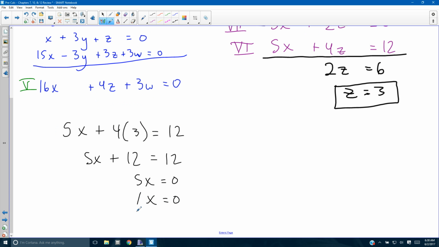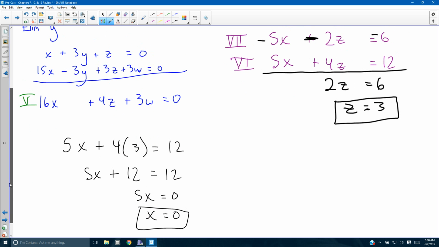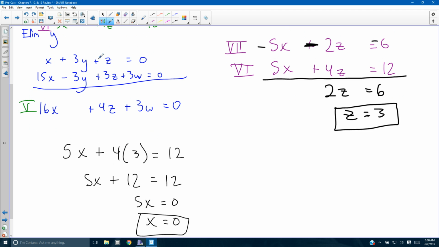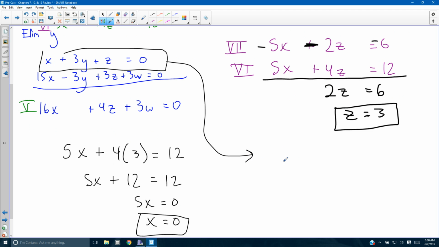So z is 3, x is 0. Let's use those to solve for w. I'm going to take this equation. Oh, no, here, we can use it to solve for y right here as well. We can use both x and z perfectly. This equation, stay organized with your work if you can. 0 plus 3y plus z, which is 3, equals 0. 0 plus 3 is 3. Subtract 3. 3y is negative 3, so y is negative 1.